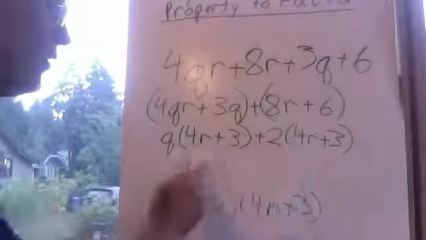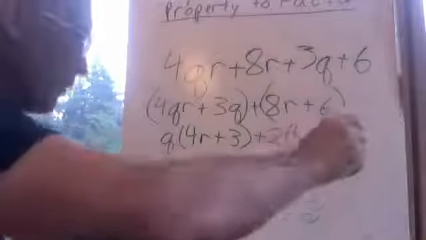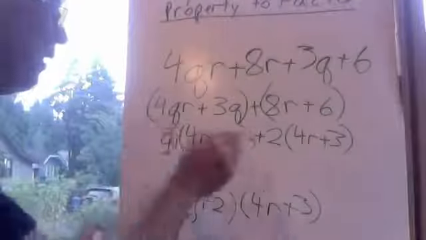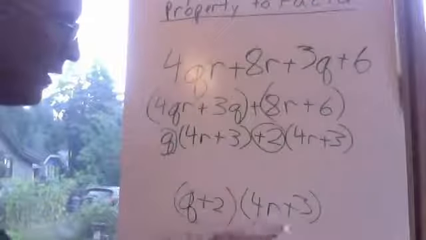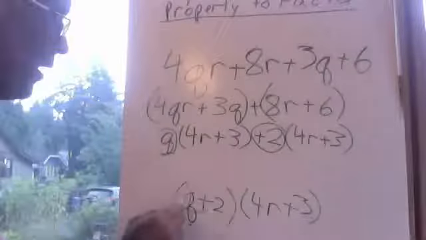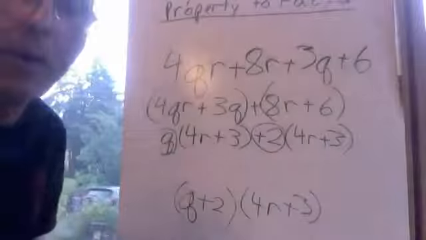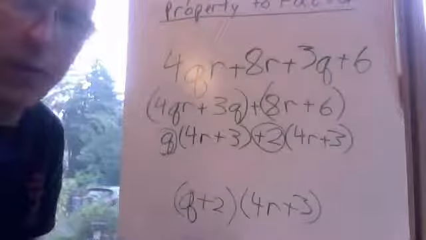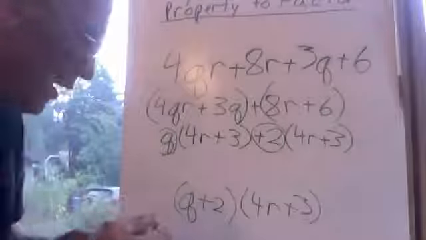Now, if you look at this, do you see that we have a common 4R plus 3? If we factor that out, it's going to leave behind this Q and this plus 2. And you see we end up with the same exact endpoint. So we factor out 4R plus 3, and it leaves us behind Q plus 2. Okay, I think that part's going to need some more practice, but that's okay. We'll do that in class. This is just a little more complicated factoring things out.